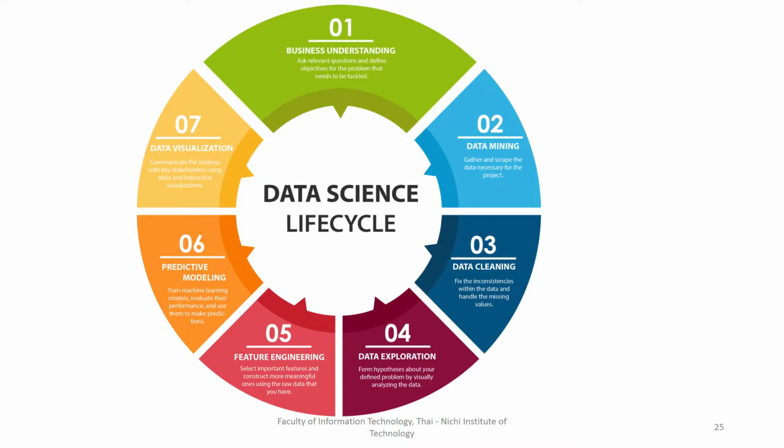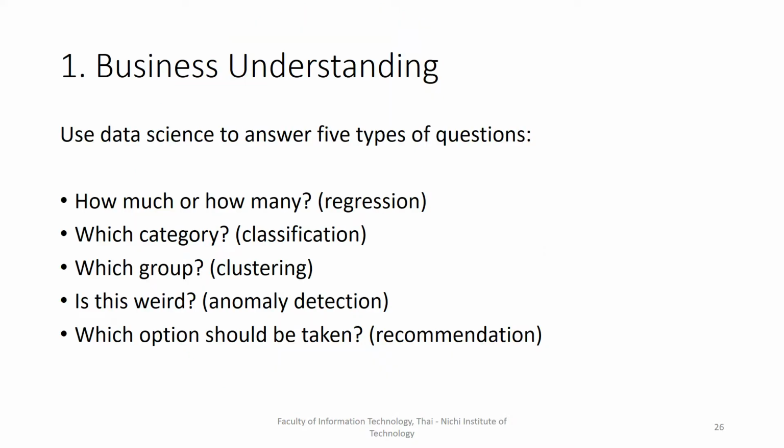Firstly, let's see about business understanding. In this step, we use data science to answer 5 different types of questions. The first one: how much or how many? If we need an answer to this question, then we need to use regression. It is for forecasting how many and how much will be in the future. There are various types of regression like linear regression, logistic regression, support vector regression, and so many.